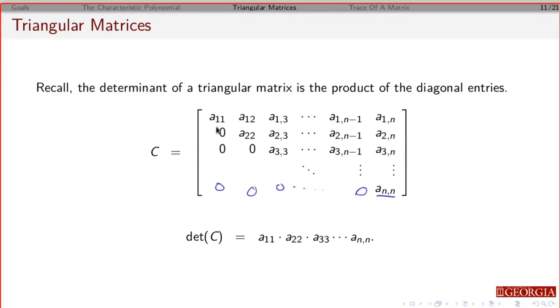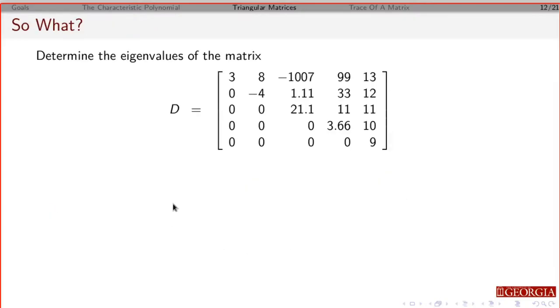And what you'll end up with is that if you just find the diagonals, the determinant is going to be this times this times this down to this diagonal entry right there. And this is going to be nice in terms of helping us figure out the eigenvalues of a diagonal matrix, because when we take C minus lambda I, this result's going to be a diagonal matrix if C is a diagonal matrix, and the determinant becomes easy to calculate. So for example, suppose I wanted to find the eigenvalues of this matrix.